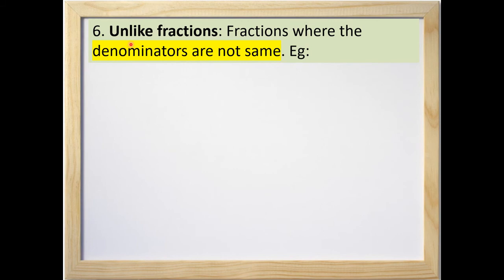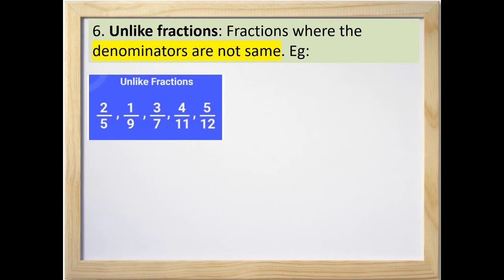The next type of fractions are unlike fractions. Fractions where the denominators are not same are called unlike fractions. For example, we have 2 by 5, 1 by 9, 3 by 7, 4 by 11, 5 by 12. Here you can see the denominators are all different. So such type of fractions we call unlike fractions.